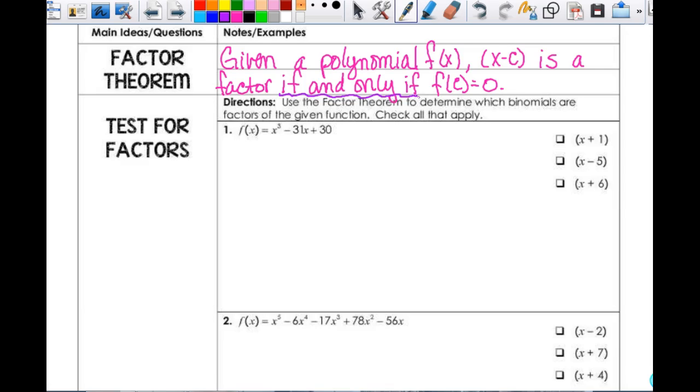This if and only if is what's called a biconditional. So that means it can be read in both directions. So one thing depends on another one. So x minus c is a factor if f of c equals 0. And if f of c equals 0, then x minus c is a factor. So you can look at it both ways, and that makes a difference.